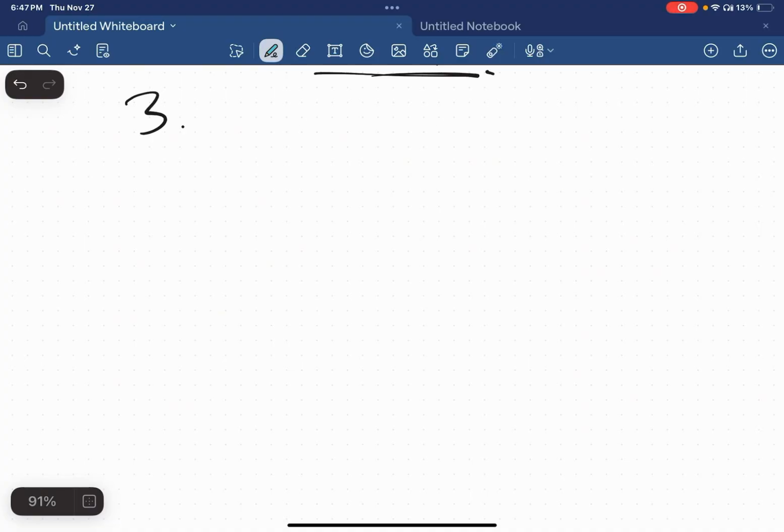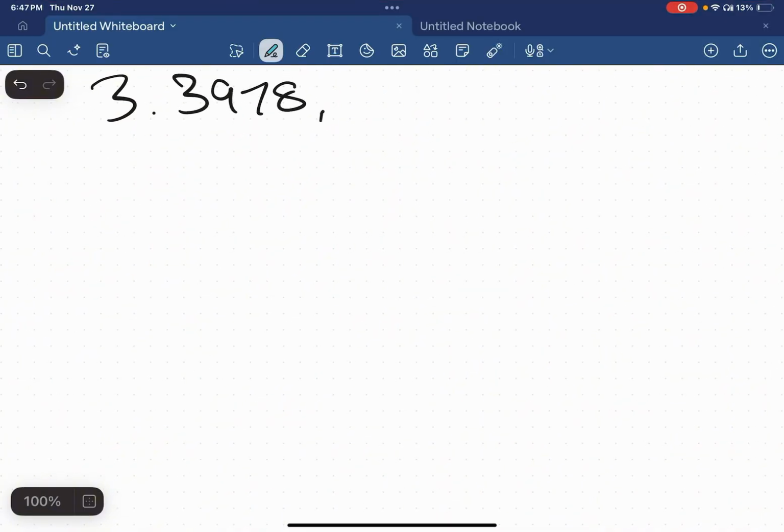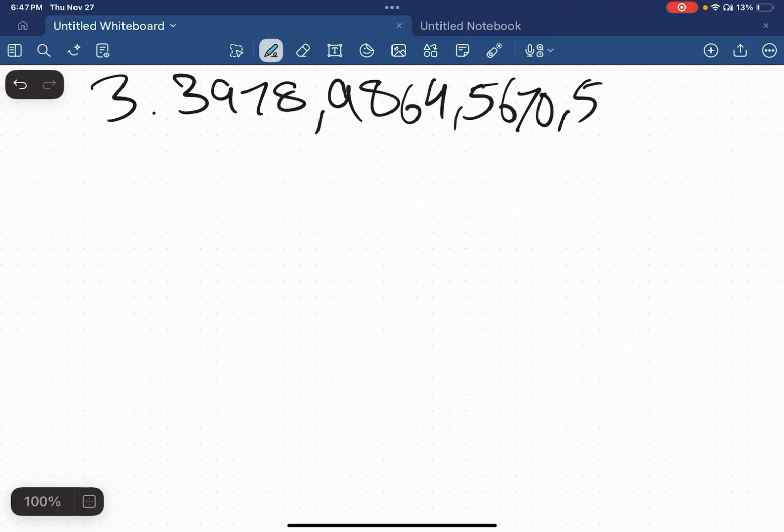Hence, identify which of the numbers. Let me write these numbers down: 3978, 9864, 5670, 5453, and 7898. Hence, determine if those numbers are divisible by 9.